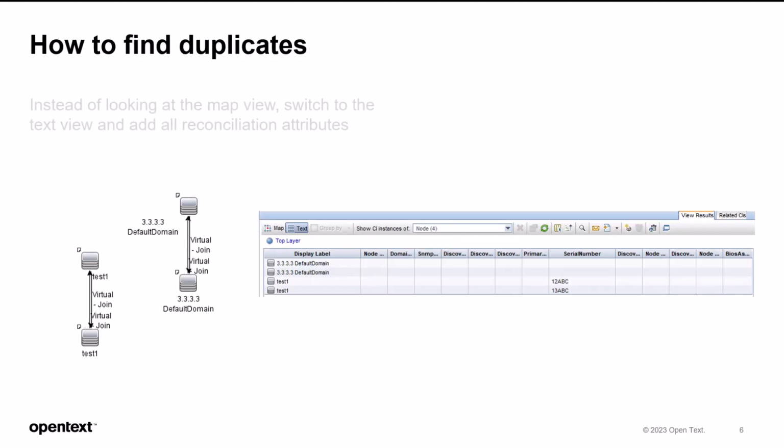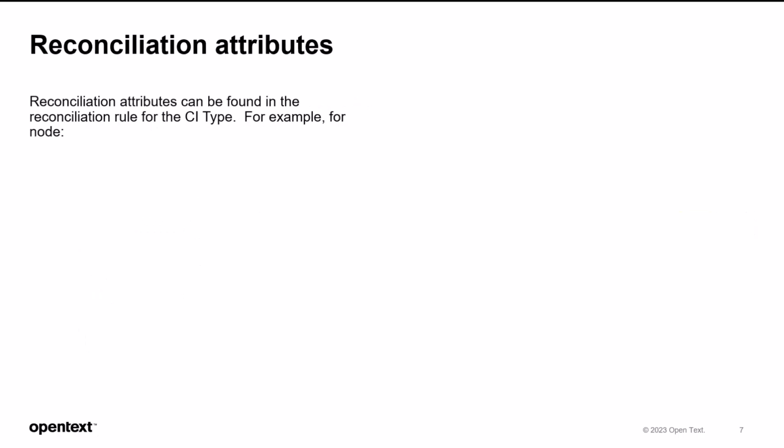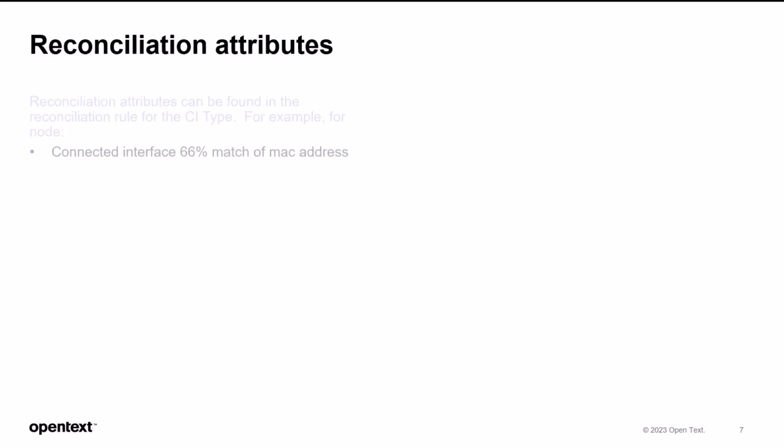I have below a view, and instead of looking at the map view, you can switch to a text view and add all of the reconciliation attributes. All of the reconciliation attributes are not in my list that exists below, right? These are the default ones that might be there. So we're going to click on the columns, and then we'll go over into the reconciliation rule to look at all of the different attributes for a CI type that are used for reconciliation.